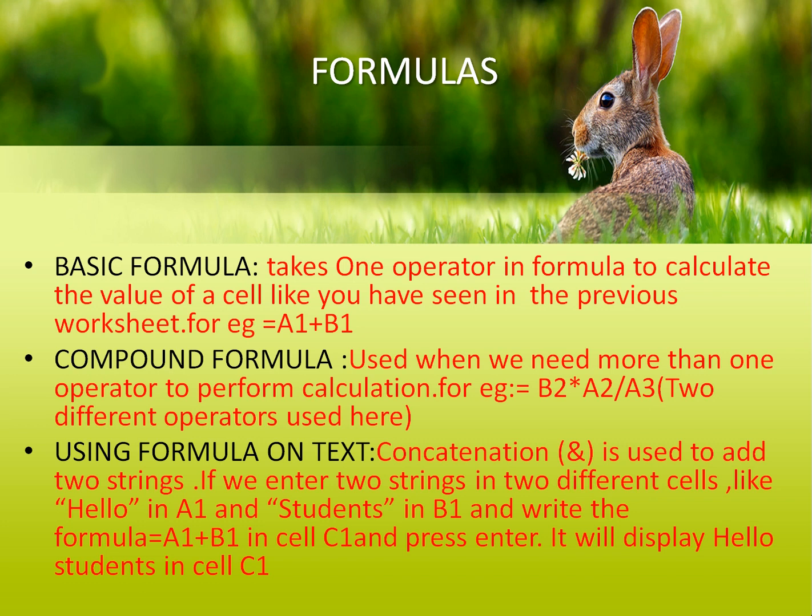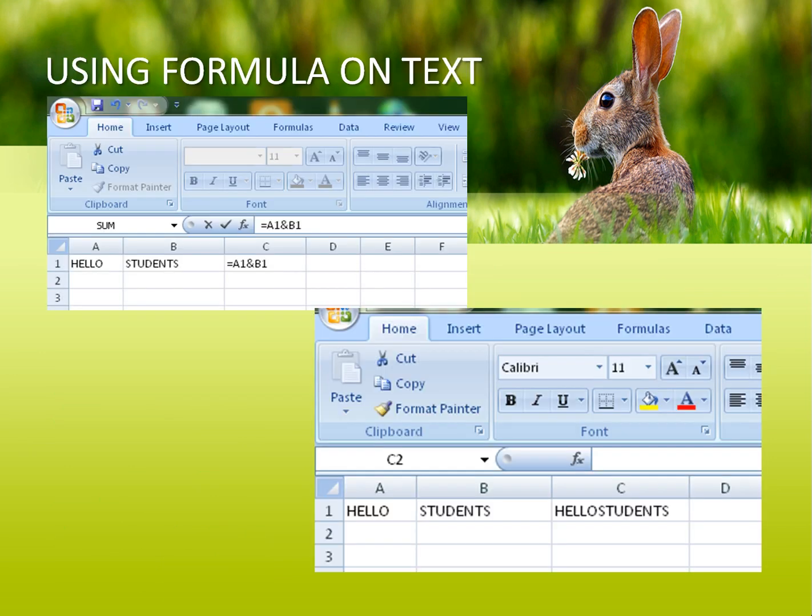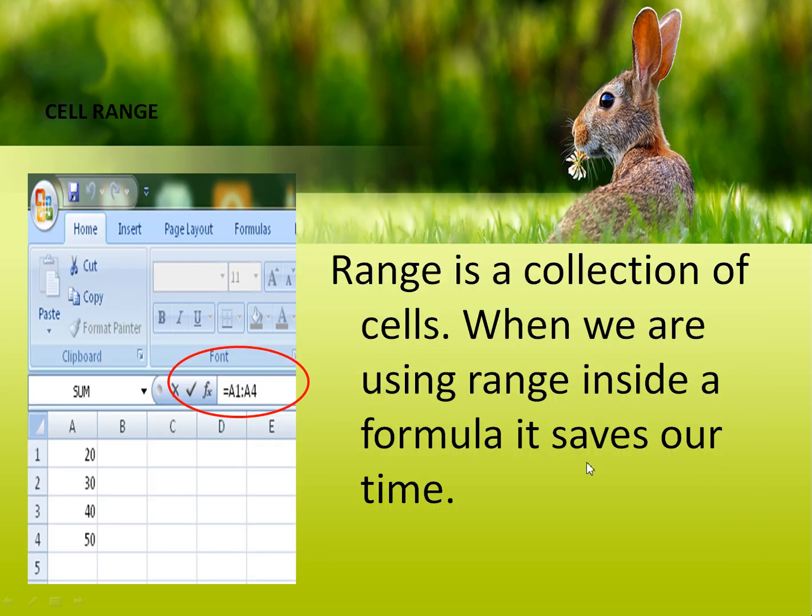How to use a formula on text? The concatenation operator is used to add two strings. If we enter two strings in two different cells, like if I have entered hello in cell A1 and students in cell B1, and we write the formula equal to A1 and B1, after pressing enter, the result displayed will be the concatenation of both the strings. In the first image, you can see hello students and then equal to A1 and B1. The result displayed is hello students.